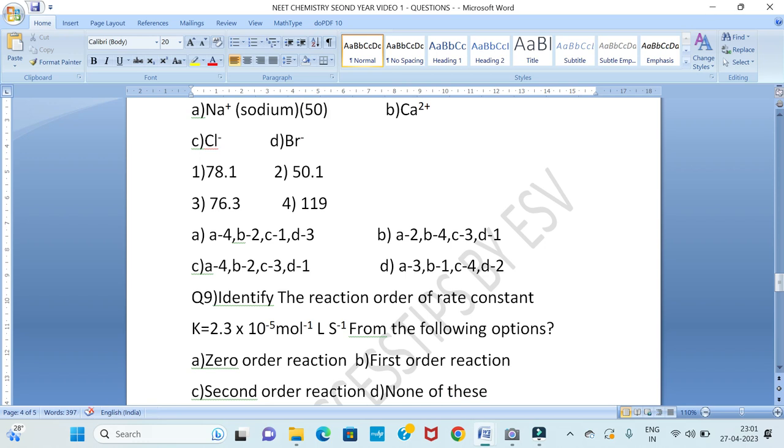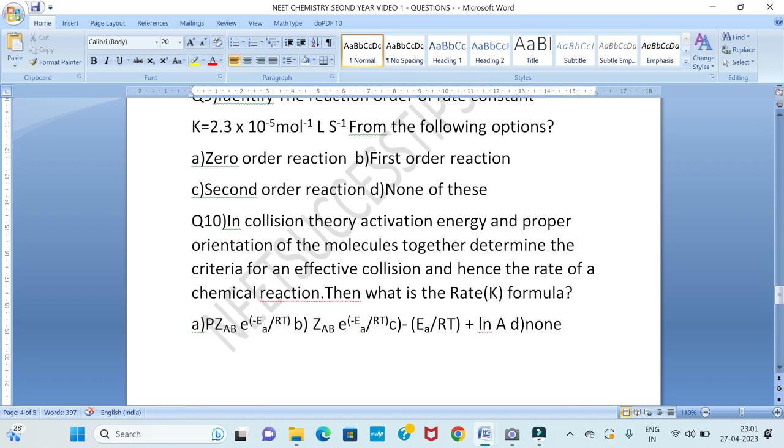Next, the last question. In collision theory, activation energy and proper orientation of the molecules together determine the criteria for an effective collision and hence the rate of a chemical reaction. Then what is the rate constant K formula?